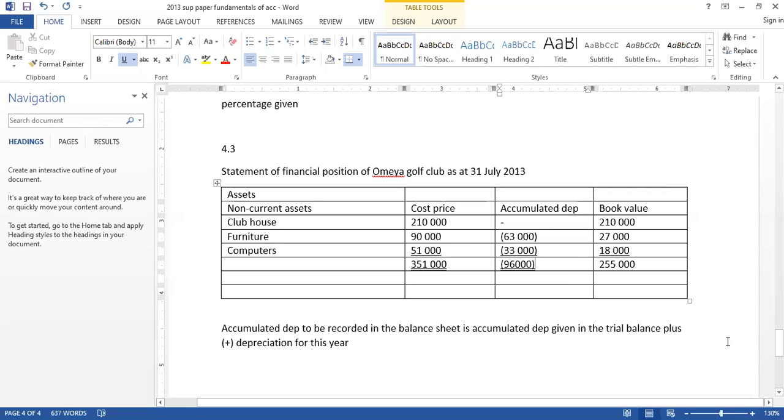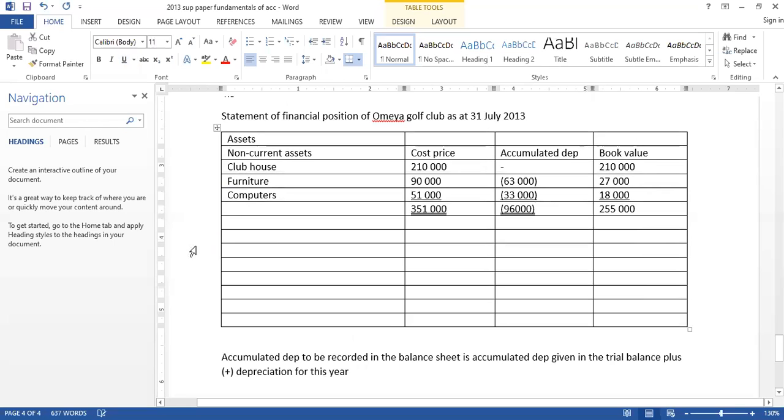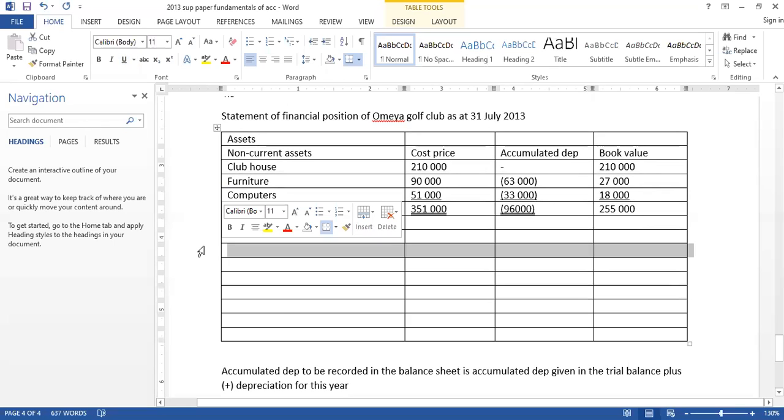Except for the book value. The book value is not the final amount because that is the main important part. We are still going to use the 255,000 to calculate our total assets. So now that we got our non-current assets, we add our current assets.